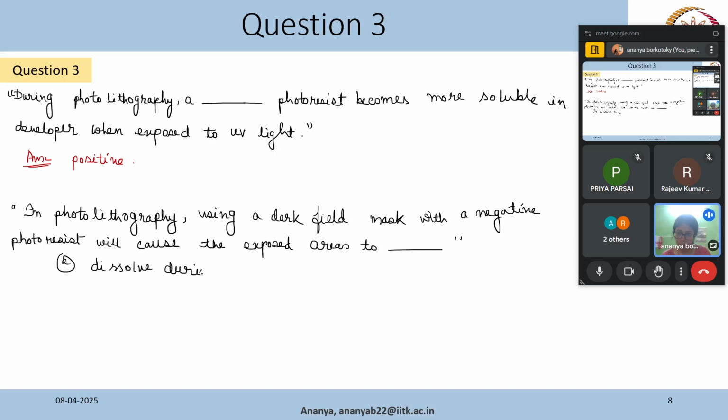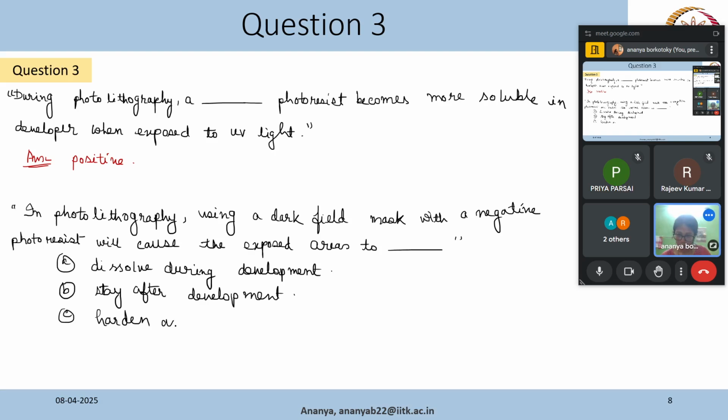Dissolve during development, stay after development, harden and get etched. So what happens to it? The answer is B, stay after development, because it's a negative photoresist.